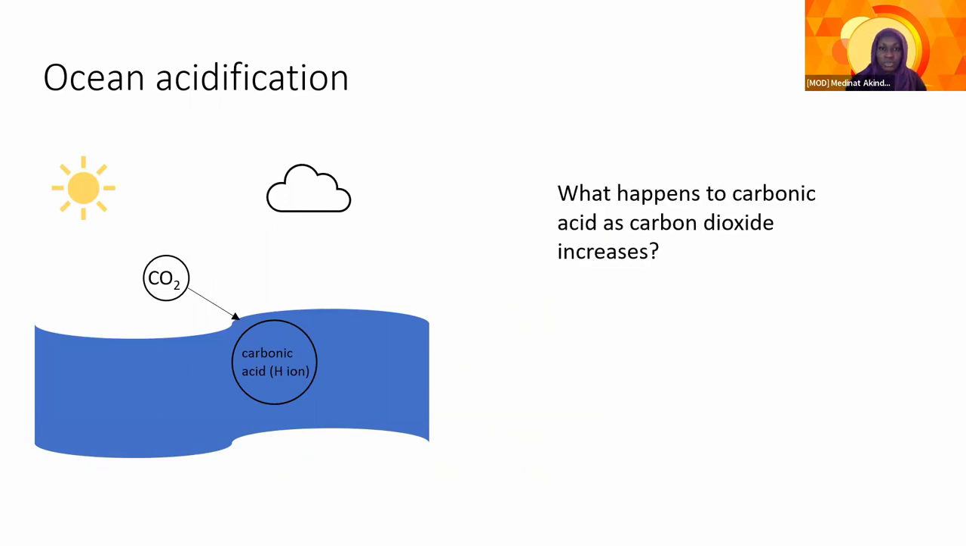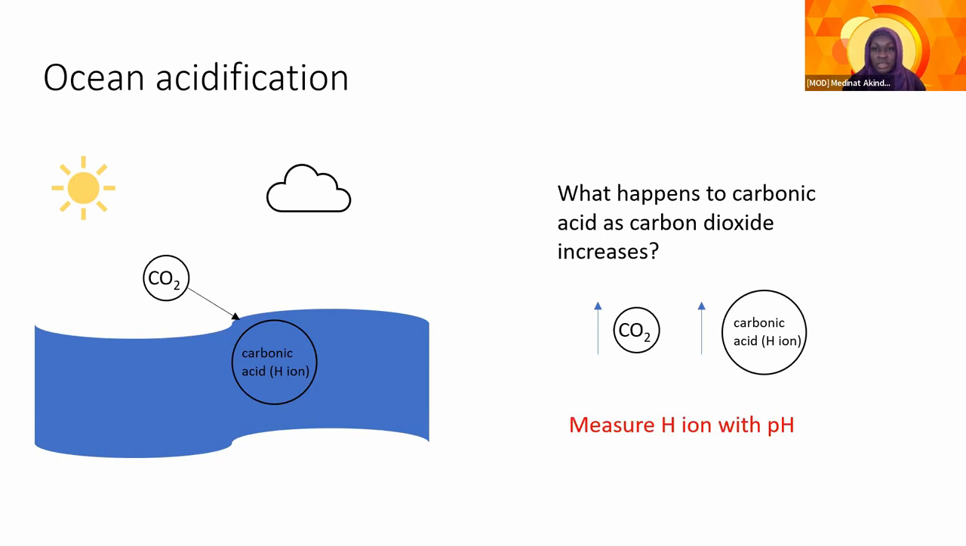So what do you think happens to carbonic acid as we increase the CO2? Do you think the levels decrease, increase, or stay the same? What do you think happens when we increase CO2? Increases? Yes, that's correct. As we increase the CO2, we have more CO2 being dissolved in water, so we're forming more carbonic acid. So we can measure how acidic the water is becoming by looking at the pH.